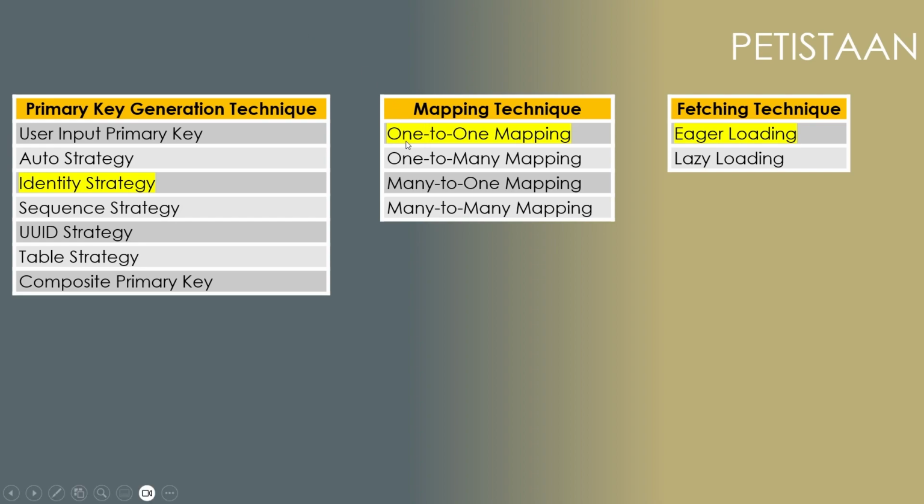Since I will go with the one-to-one mapping, and in one-to-one by default it is eager loading, I would also like to go with eager loading only in all my upcoming videos. If you wish, you can simply download the demo and enhance it as per your requirement and see what changes are required. This is something which I wish to tell you in advance. Now let's move on to the coding part.